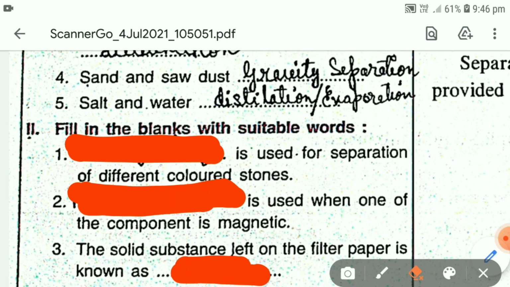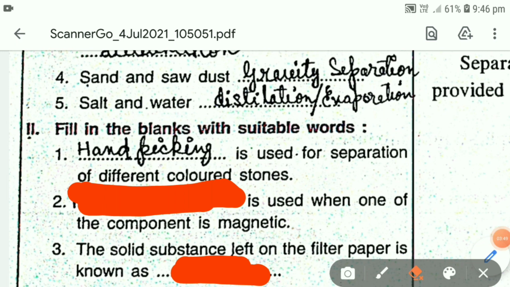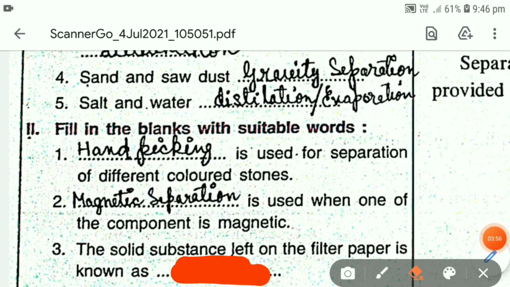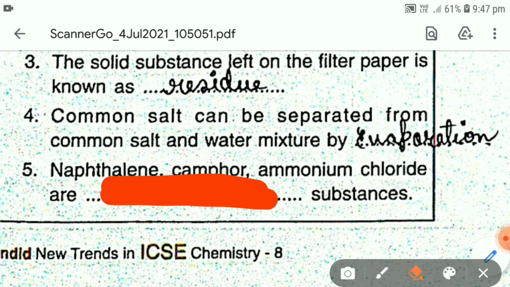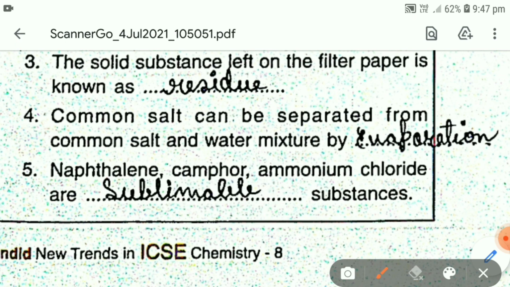Now fill in the blanks with suitable words. First one, hand picking is used for separation of different colored stones. Magnetic separation is used when one of the components is magnetic. Then the solid substance left on the filter paper is known as the residue. Common salt can be separated from a common salt and water mixture by evaporation. Naphthalene, camphor, ammonium chloride are sublimable substances. Let's move forward.